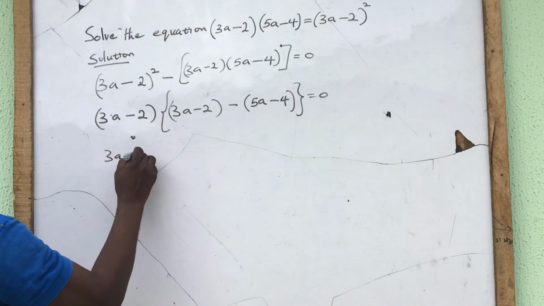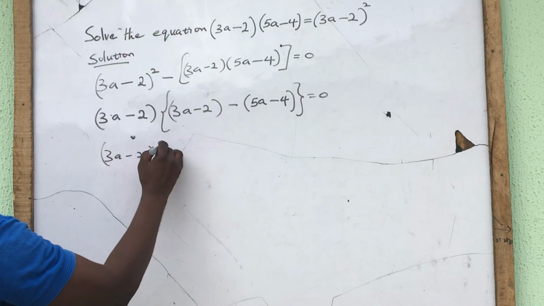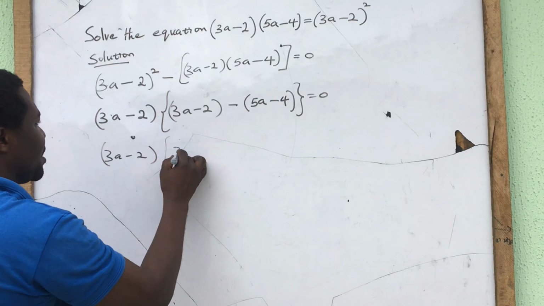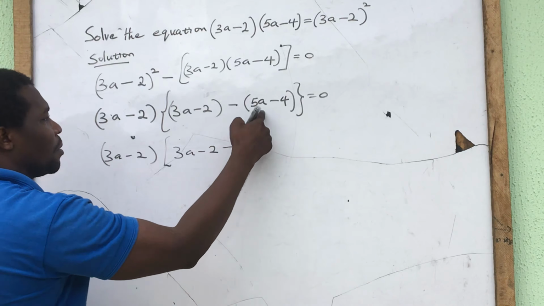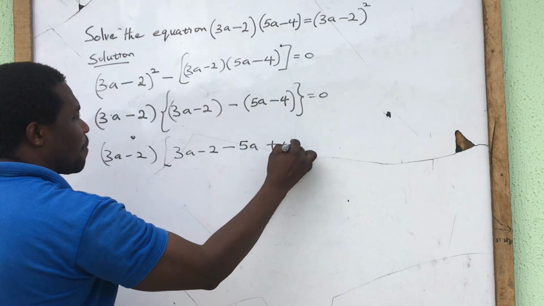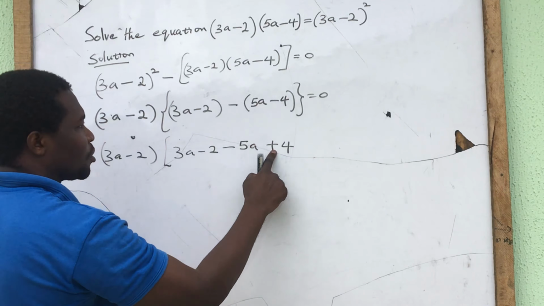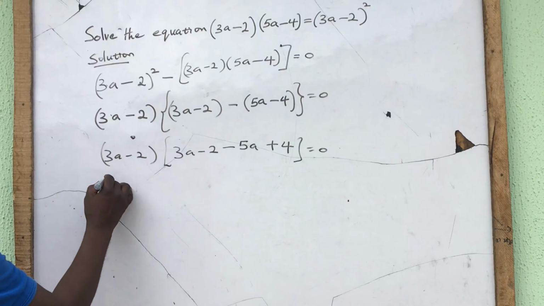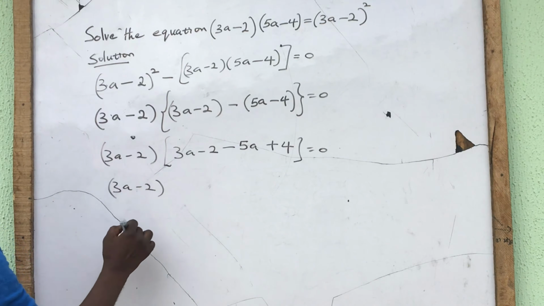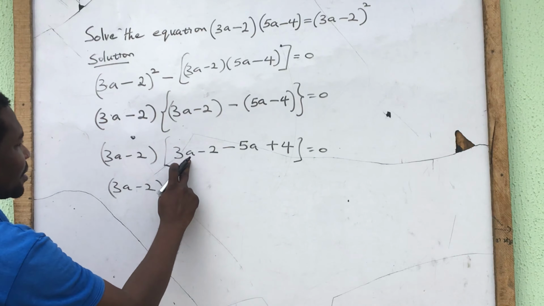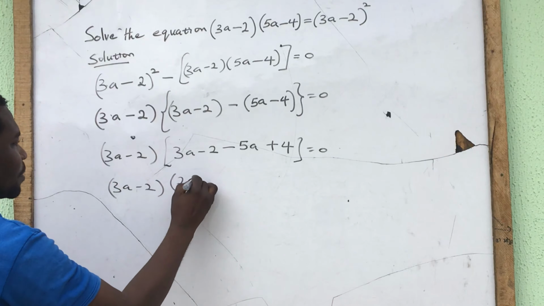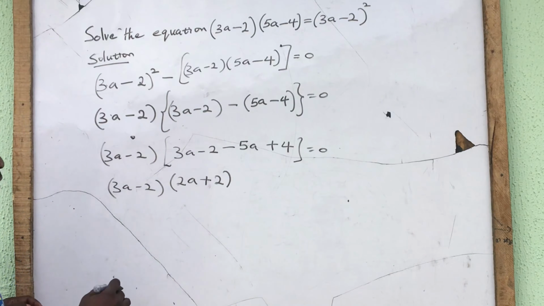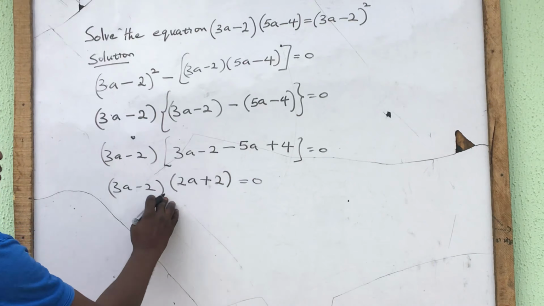So from that, 3a minus 2, let's open this bracket and see what we have here. So with this, we have 3a minus 2 minus 5a plus 4, minus times minus plus 4, equal to 0. So from that, you can rearrange it. 3a minus 2 into, if you have 3a minus 5a, that is minus 2a, minus 2 plus 4, that is plus 2. So we have a factor now, equal to 0. So we have factorized this equation.